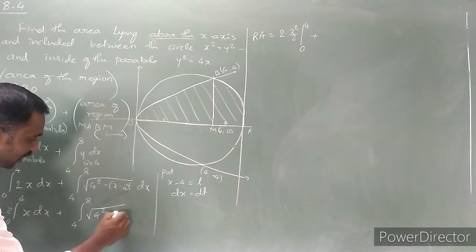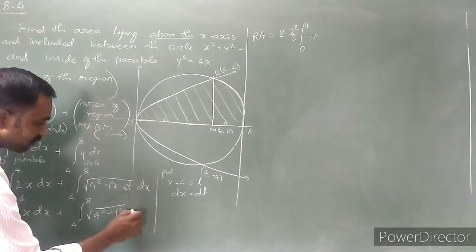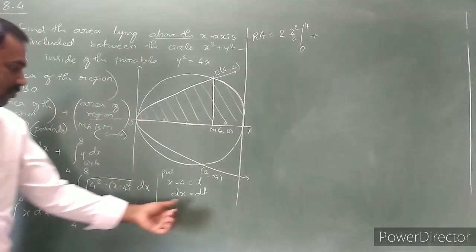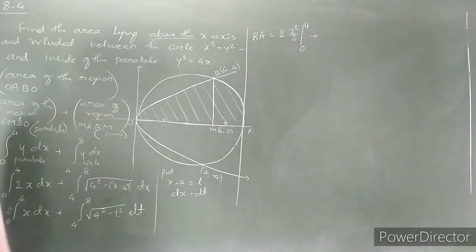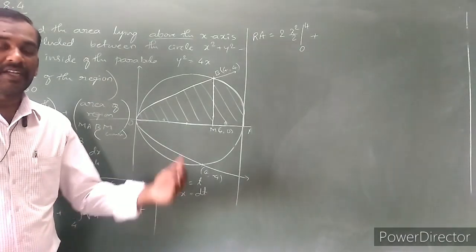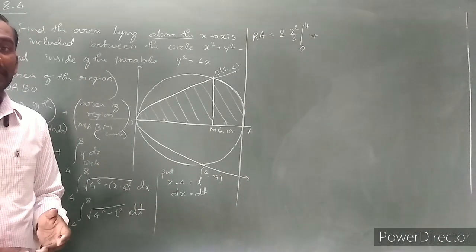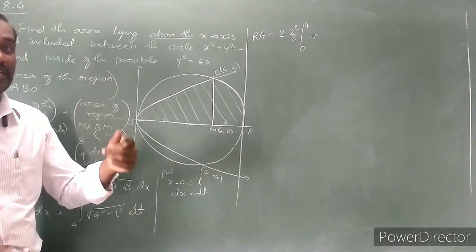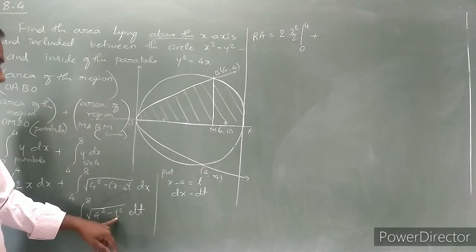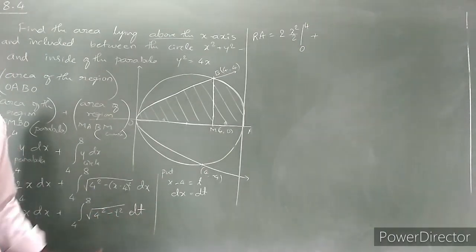4 square minus t square, dx is replaced as dt. We already know the substitution method of integration. And now it is of a square minus x square form. What is the integration of root of a square minus x square? x by 2 into root of a square minus x square plus a square by 2 into sine inverse of x by a. In place of x, t is there.